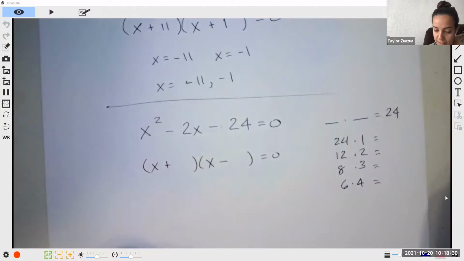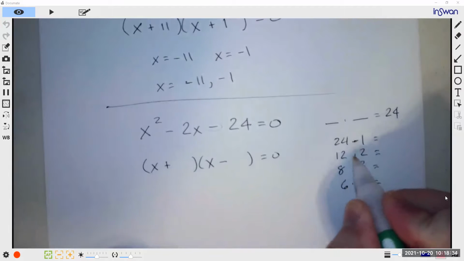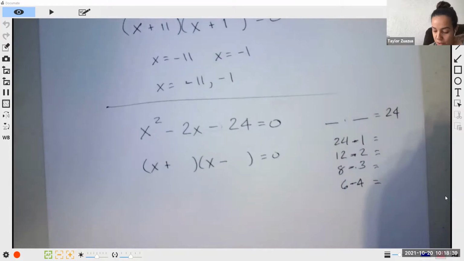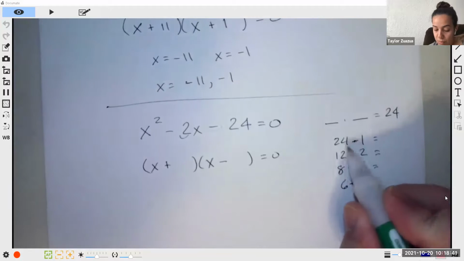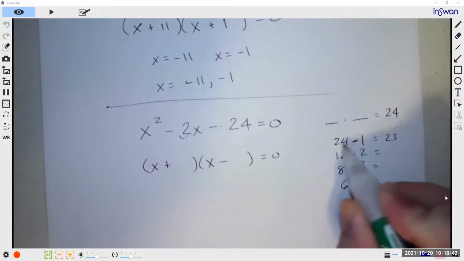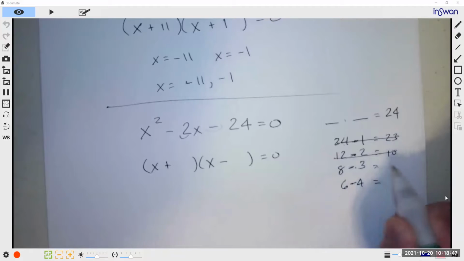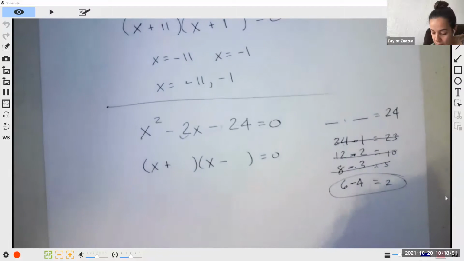So it's a negative. So we subtract them. And what are we looking for? What's our magic number? Our magic number is 2. Very good. 24 minus 1 is 23. Nope. 12 minus 2 is 10. Nope. 8 minus 3 is 5. 6 minus 4 is 2. The last one.